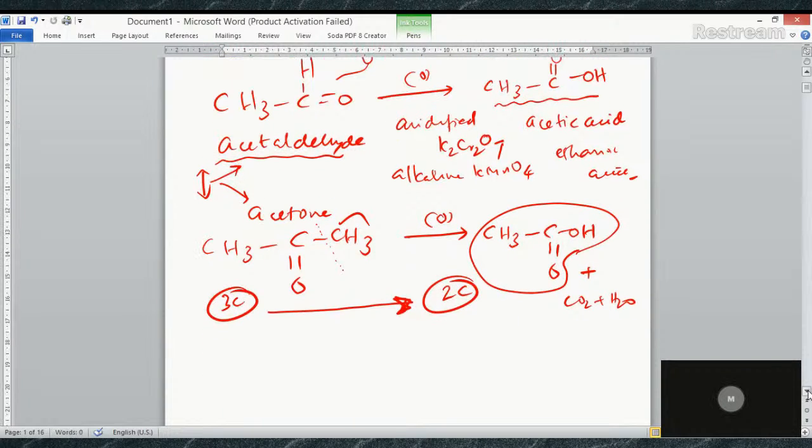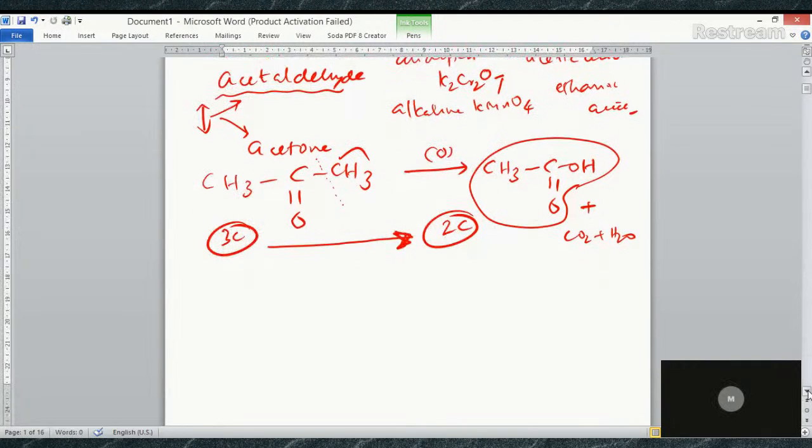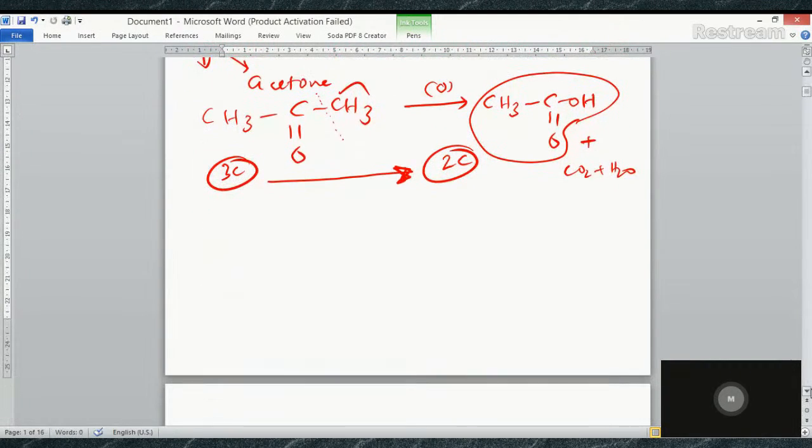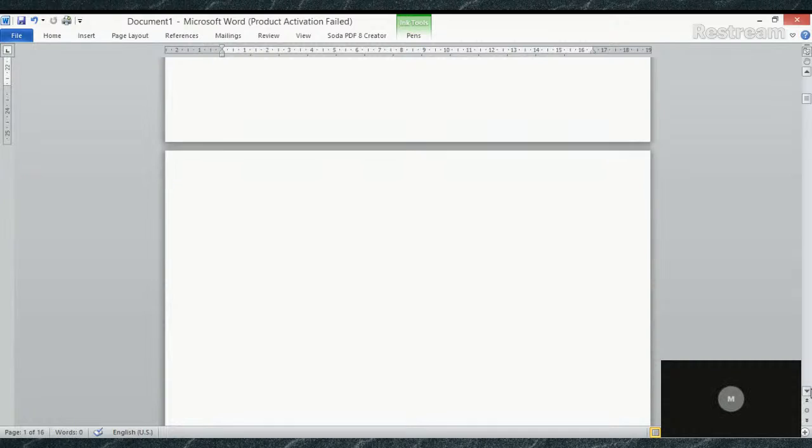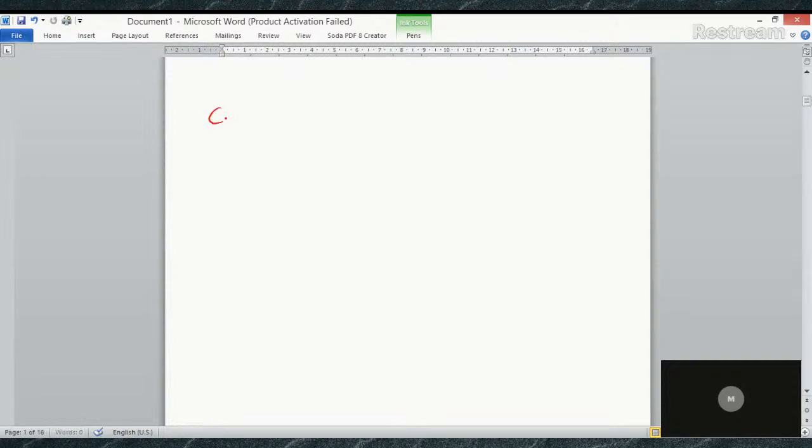What is this asymmetric ketone? I can write it as the compound CH3CH2CH2COCH3. The oxidation should be governed by a rule called Popoff's rule. So based on that, what's happening?